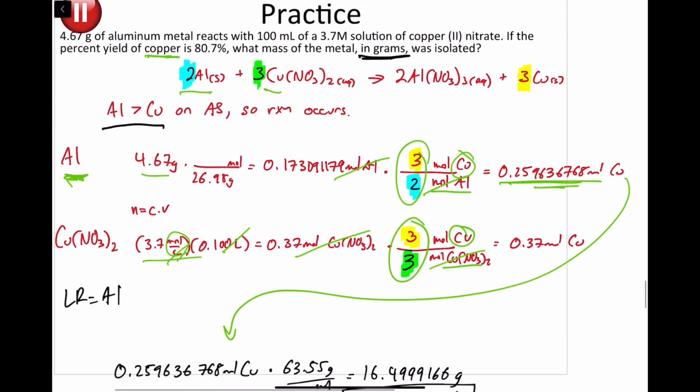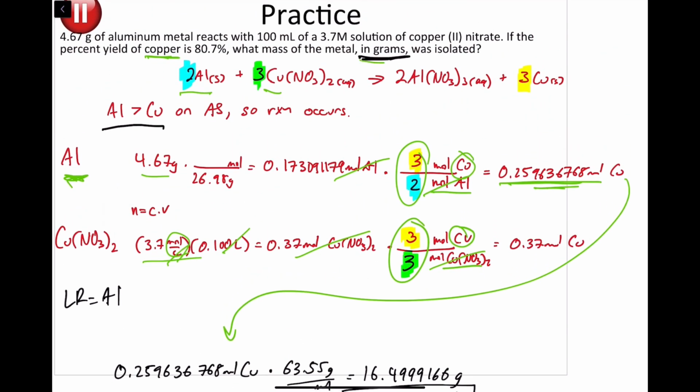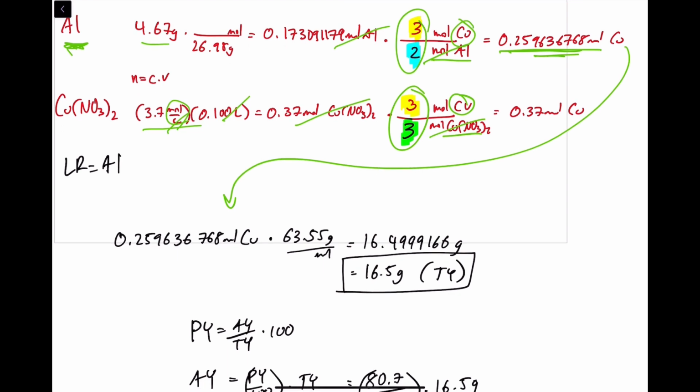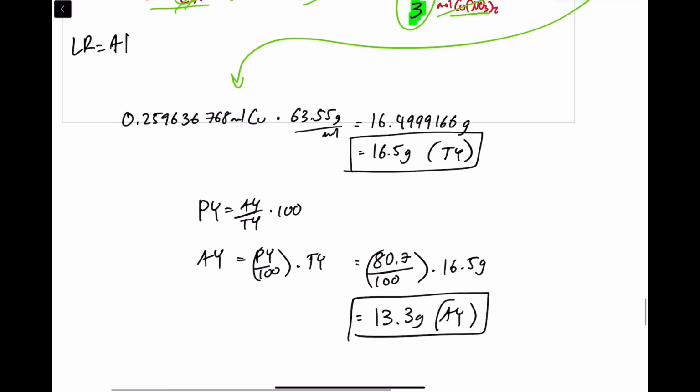We're going to take that back. Remember that we want the actual yield in grams, so our theoretical yield also has to be in grams. So we take the molar mass of copper, we get 16.5 grams, and we use the same equation that we had before to calculate that we got 13.3 grams as an actual yield. Hopefully that helps, and we'll see you on the next one.